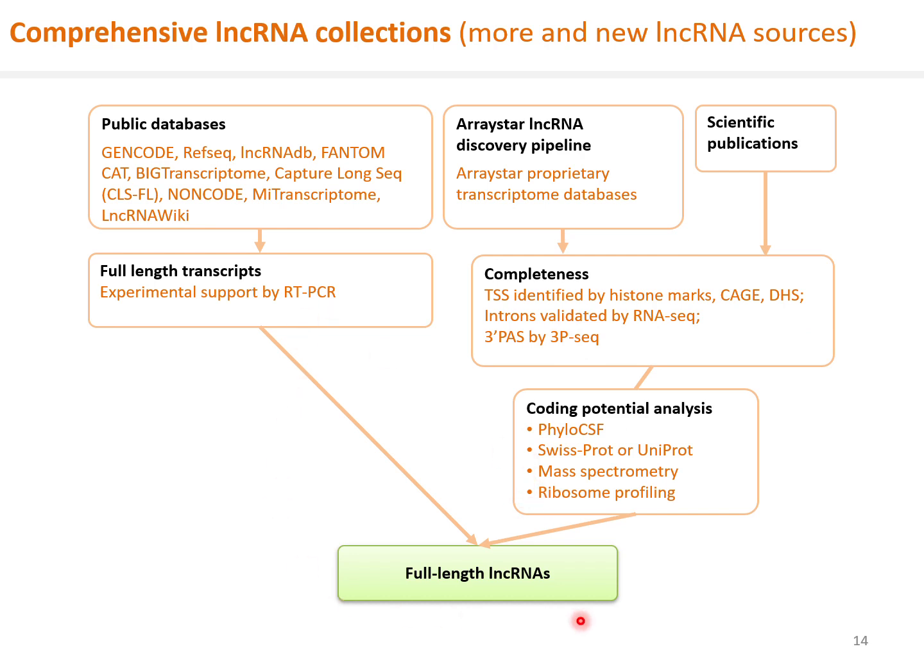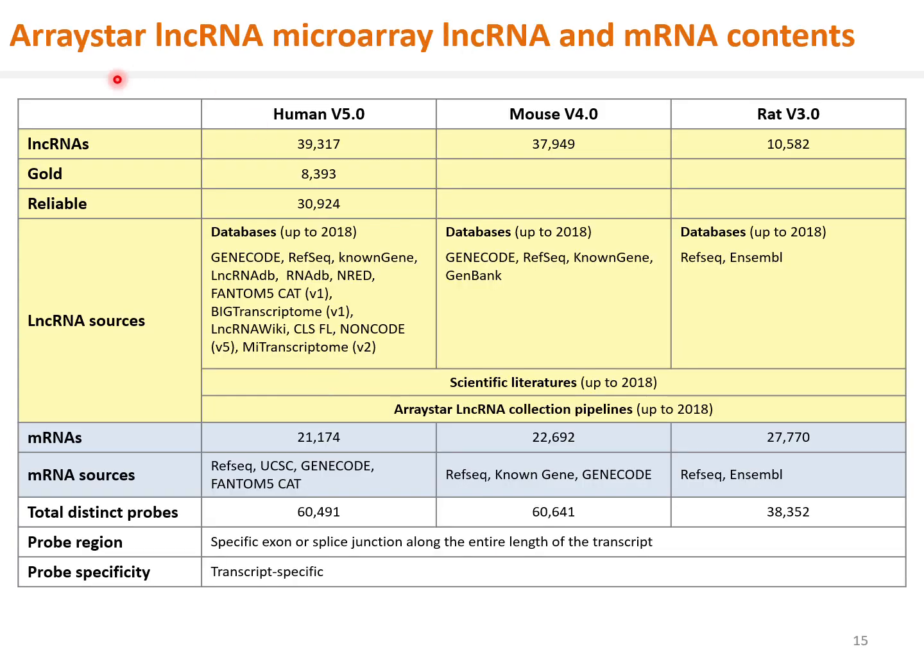The LncRNA collection on the microarray is by far the most comprehensive and the best vetted LncRNA collection of any publicly available LncRNA repositories. The specifications of LncRNA microarrays are copied from our website. For human, there are about 40,000 LncRNAs, among which more than 8,000 are gold LncRNAs, which will be explained in the next slide. On the same chip, the entire protein coding mRNAs are included, which provides simultaneous profiling of coding and non-coding gene expression.